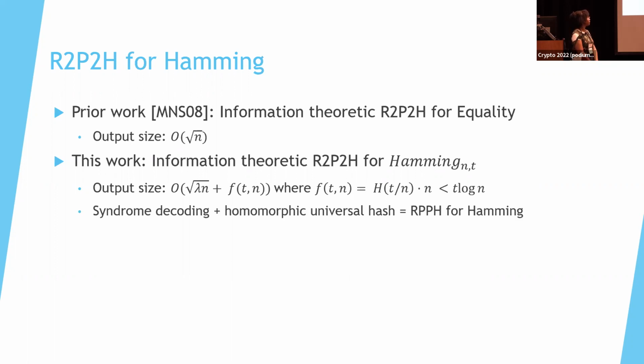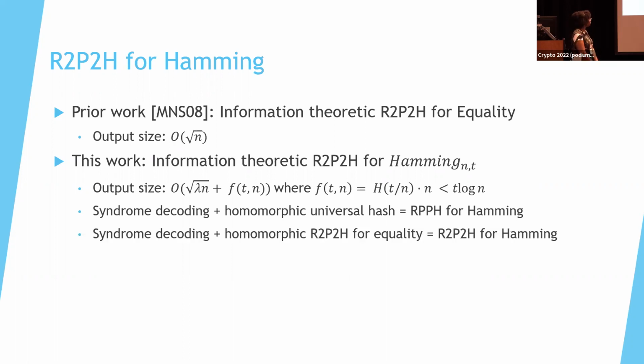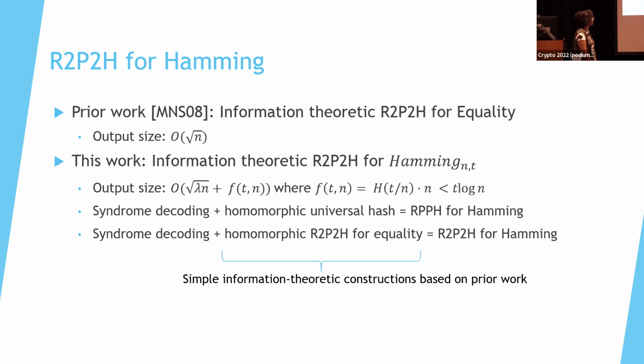We noticed when writing this paper that we're able to use tentative decoding plus a homomorphic universal hash to get a robust property preserving hash for Hamming. And then similarly, we use tentative decoding plus a homomorphic R2P2 hash for equality to get an R2P2 hash for Hamming. And again, we get this equality R2P2 hash from prior works.